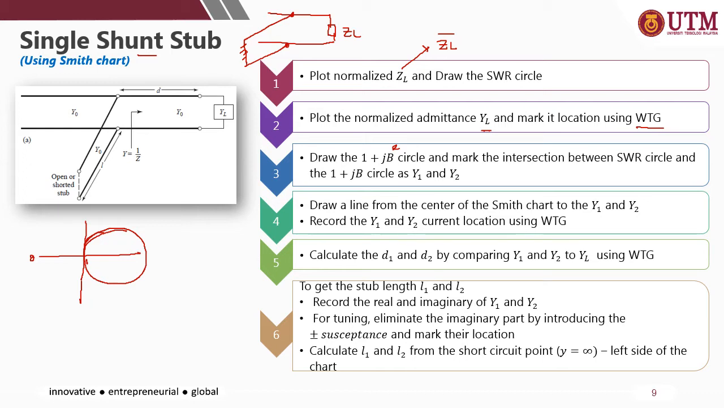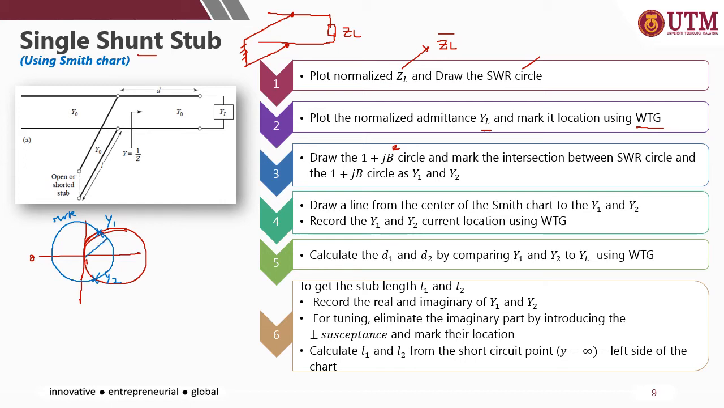Then mark the intersection between the SWR circle, which you drew in the first step, and the 1 plus jB circle. For example, like this. This is the SWR circle for the load admittance. Mark the intersections as Y1 and Y2. Then draw a line from the center of the Smith chart to Y1 and Y2 and record the wavelength for each of Y1 and Y2.